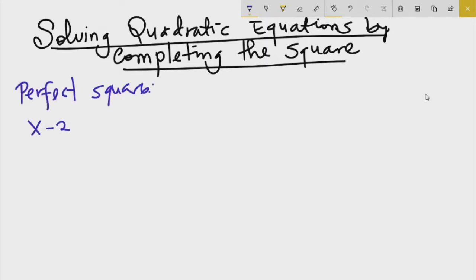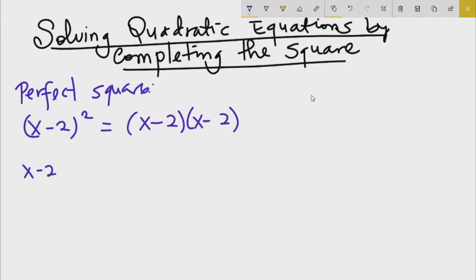Let's take, for example, (x - 2)². This is a perfect square because this (x - 2)² will be (x - 2) multiplied by (x - 2). Okay, so let's assume that I have (x - 2)² = 16. So this is a quadratic equation because we have the exponent of 2.